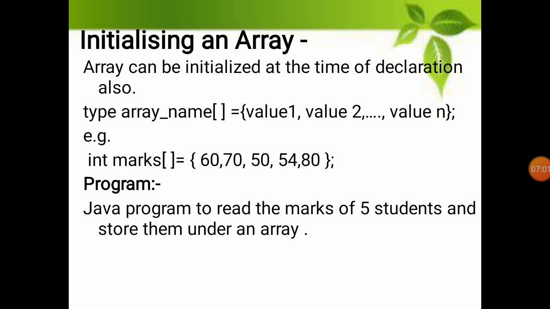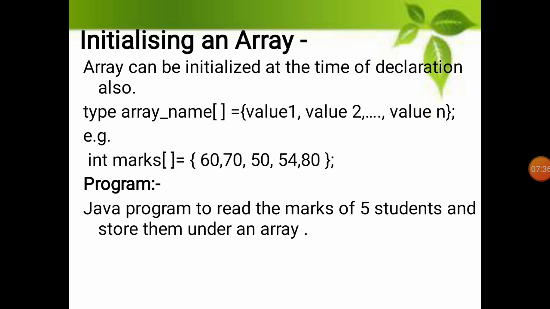For example, int marks[] is equal to 60, 70, 50, 54 and 80. This also initializes all the elements, starting from marks[0] to marks[4]: marks[0] is initialized by 60, marks[1] is initialized by 70, marks[2] is initialized by 50, marks[3] is initialized by 54 and marks[4] is initialized by 80. These are the two ways to initialize the elements of an array.